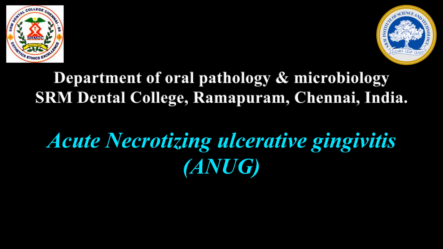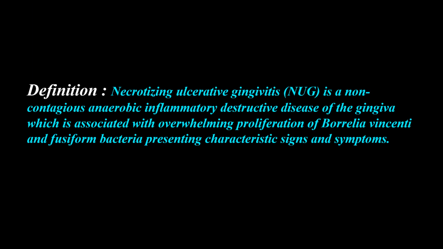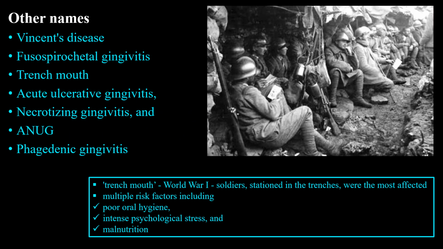Good morning. Today's lecture will be on the topic acute necrotizing ulcerative gingivitis. So, what's the definition? Necrotizing ulcerative gingivitis is a non-contagious, anaerobic, inflammatory destructive disease of the gingiva, which is associated with an overwhelming proliferation of Borrelia vincenti and fusiform bacteria presenting characteristic signs and symptoms.